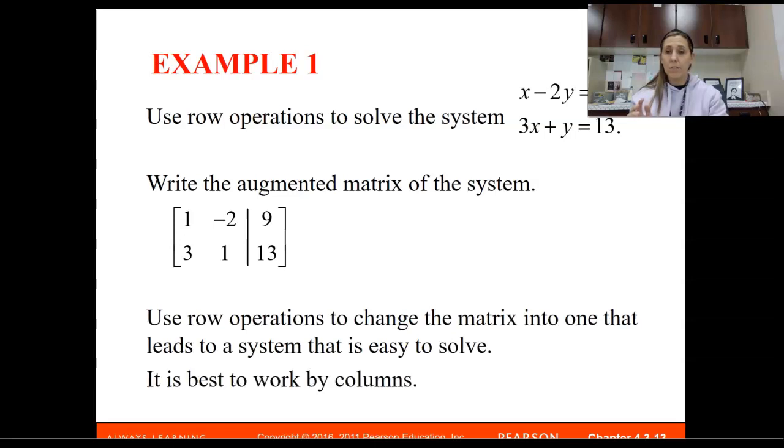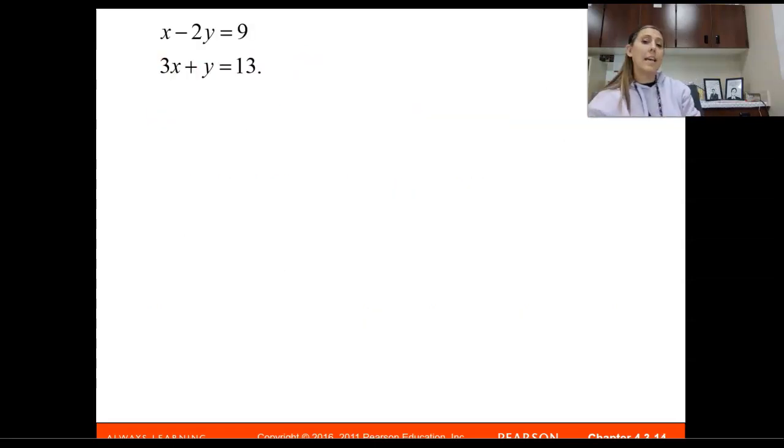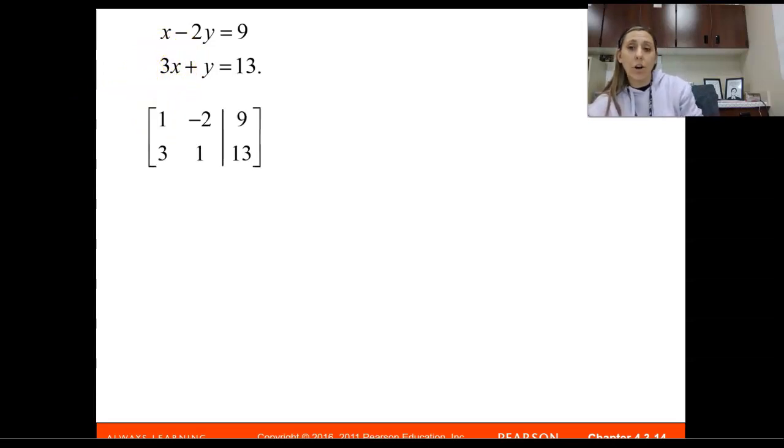Okay, let's see. Right here. We're going to take this system and convert it into an augmented matrix. I took all of the coefficients right here and put them in there. This column represents my x's, this column represents my y's, and this column represents my constants. Okay, so that's what I have.